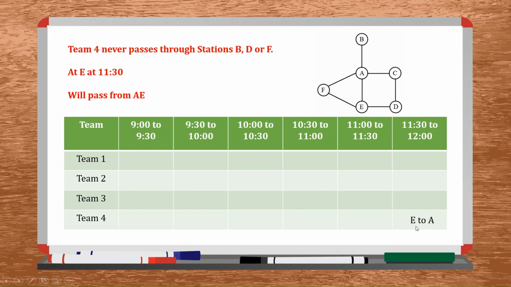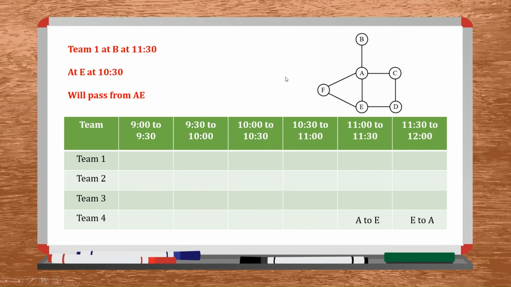Again, if it is at E at 11:30, that means it has to travel from A to E from 11 to 11:30 because it cannot travel from station F or D. It can only travel between these 3 stations. Hence, from 11 to 11:30, team 4 will be traveling from A to E. We cannot extrapolate the values beyond this because if it is at A at 11, then it can come either from C also or E also. So we don't yet know what value that would be. Hence, this is all we can put for now for team 4.